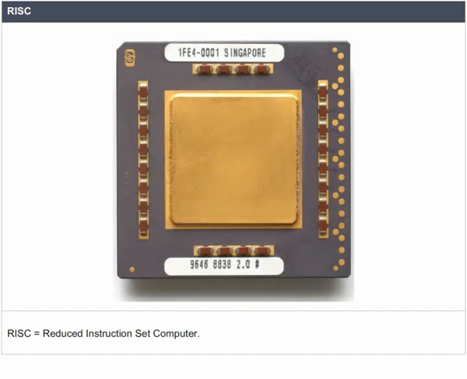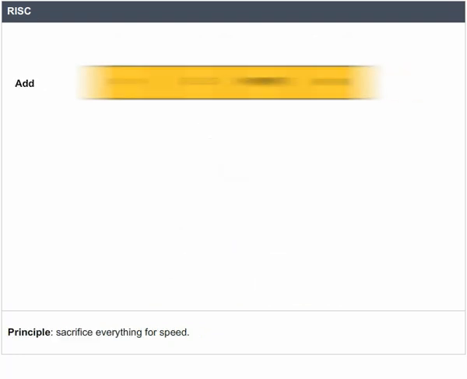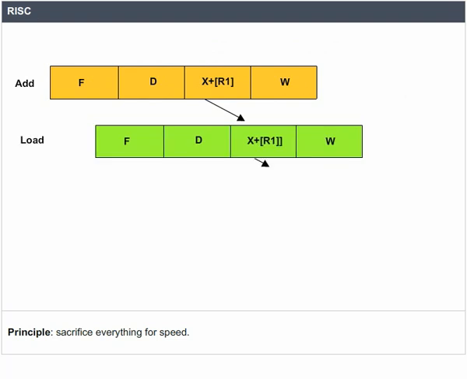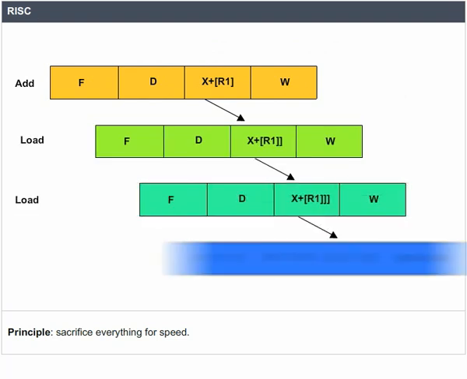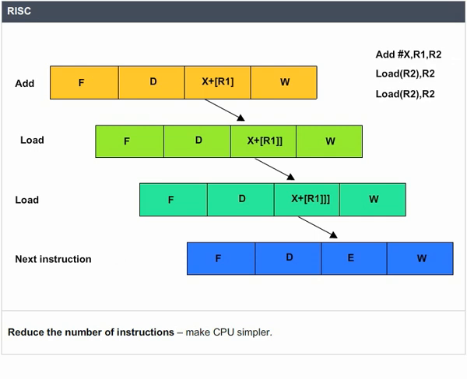RISC, Reduced Instruction Set Computer. Principle: sacrifice everything for speed. Reduce the number of instructions, that is, make the CPU simpler. Get rid of complex instructions which may slow down the CPU.